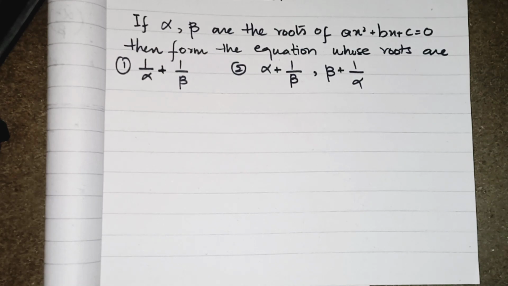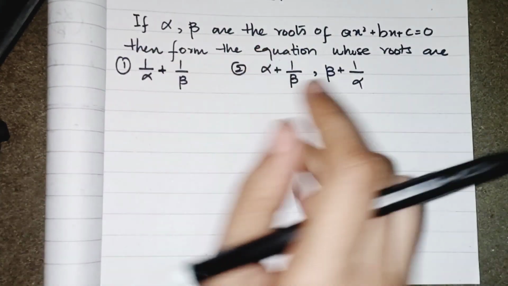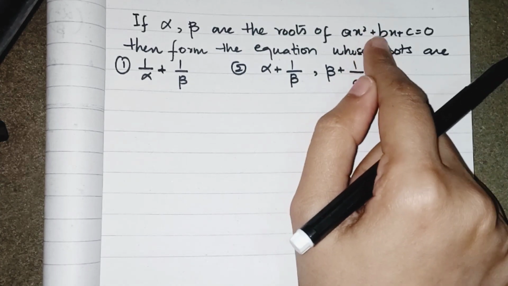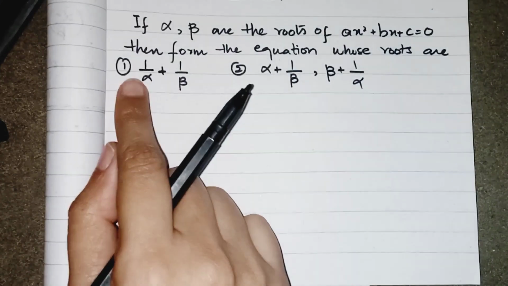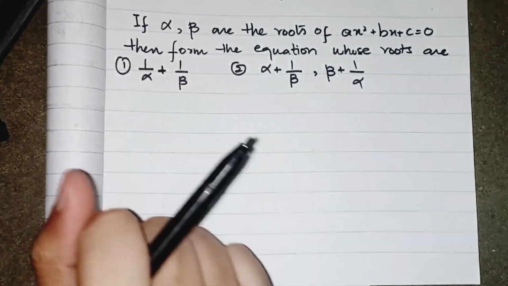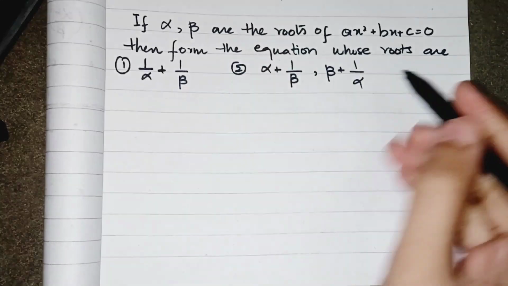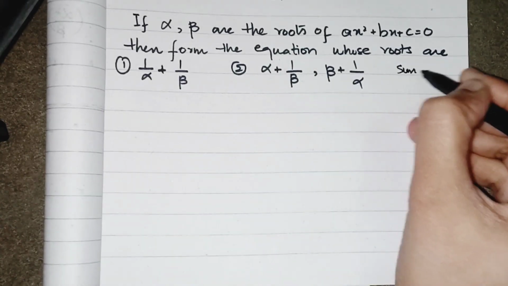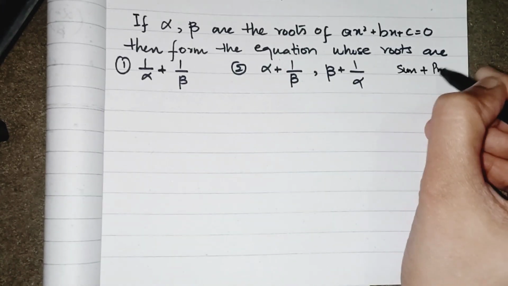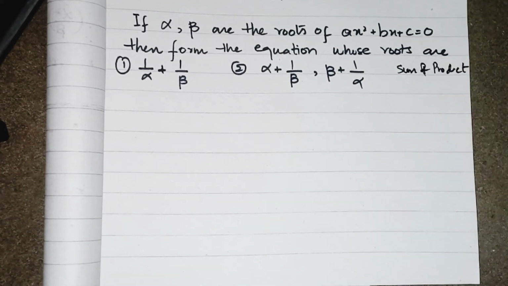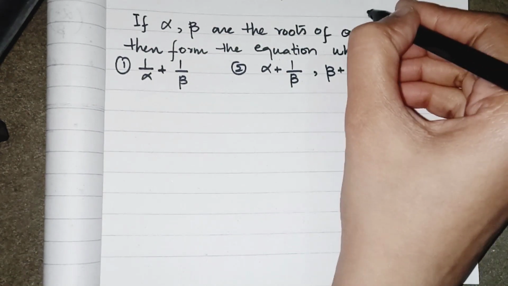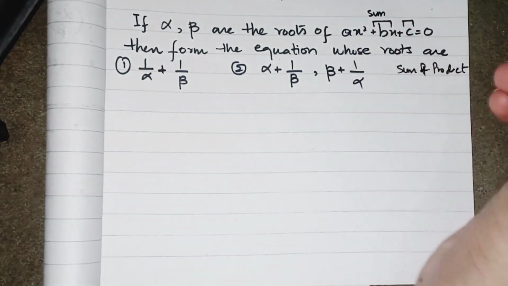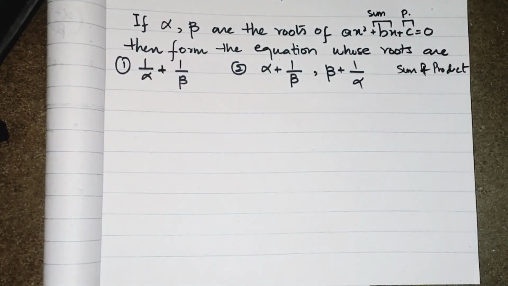Another amazing question: if alpha and beta are the roots of ax² + bx + c = 0, then form the equation whose roots are 1 upon alpha and 1 upon beta. We know that when we know the sum and product, we can form the equation, because the middle term is the sum and the last one is the product of any quadratic equation.